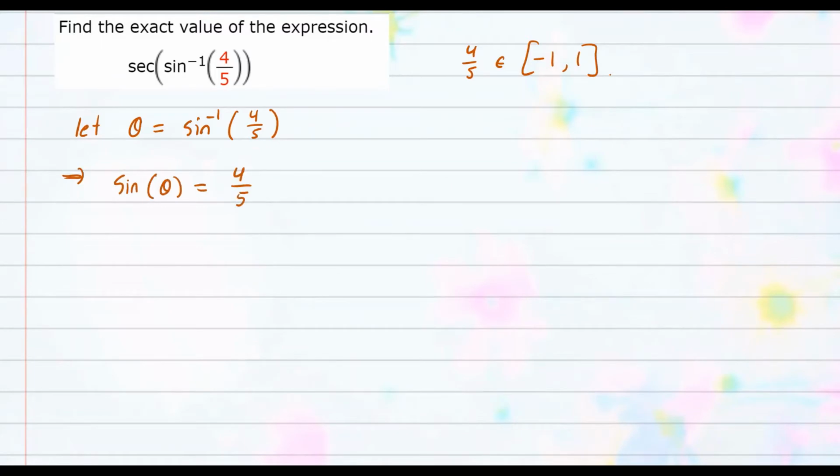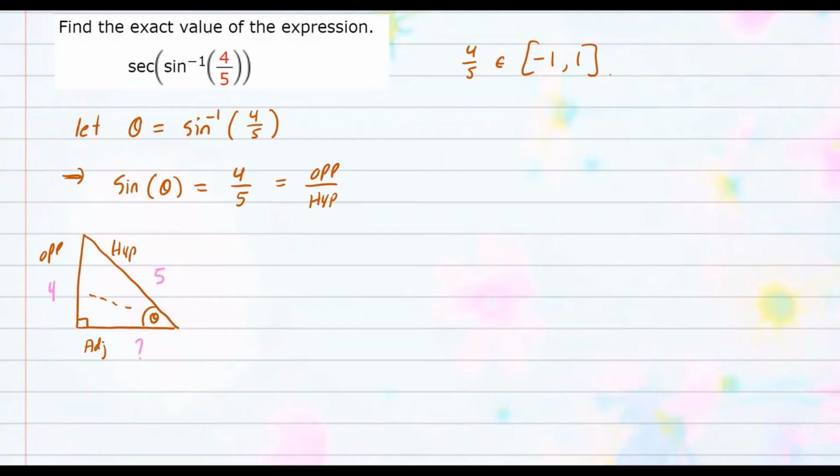And again, from here, we can draw the right triangle. So here's our right triangle, and here's theta and here's the right angle. Sine is defined as opposite over hypotenuse. So across from theta is the opposite length. This is the adjacent. This is the hypotenuse. So our opposite is 4. Our hypotenuse is 5. We're looking for the adjacent.